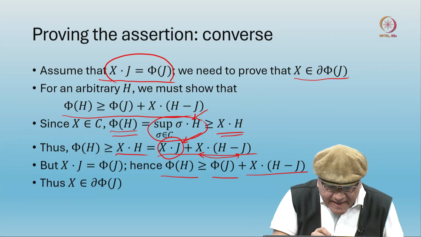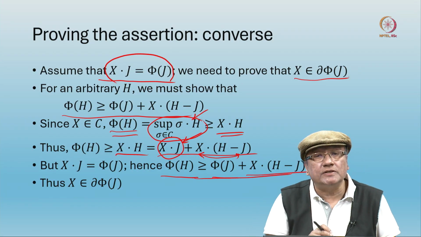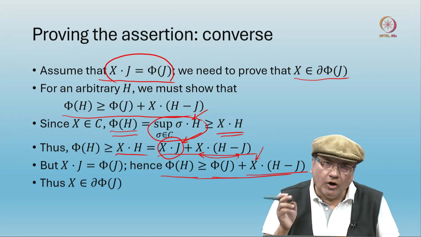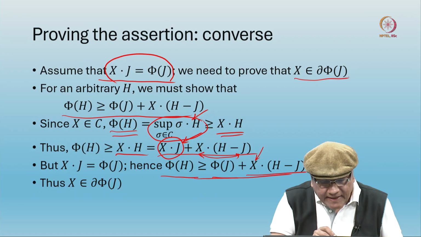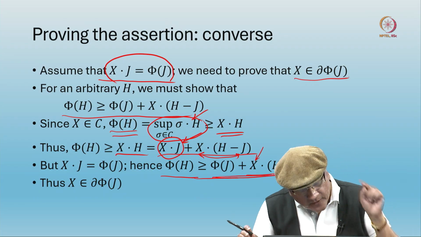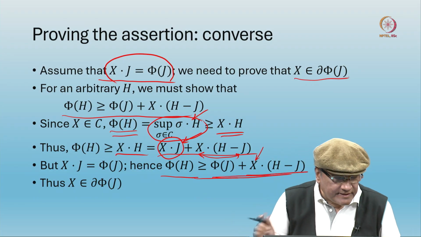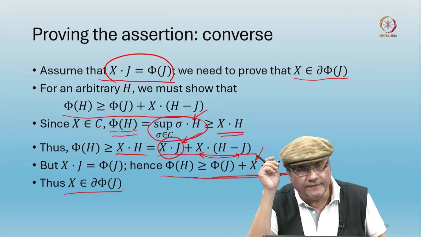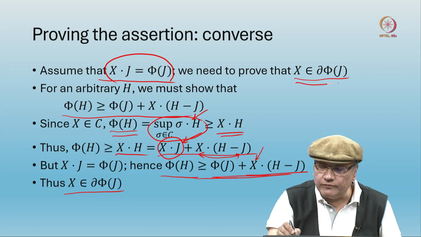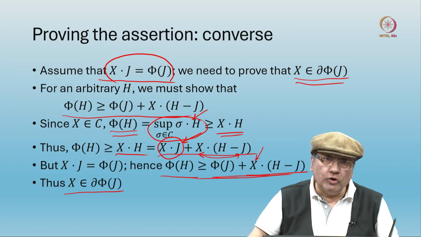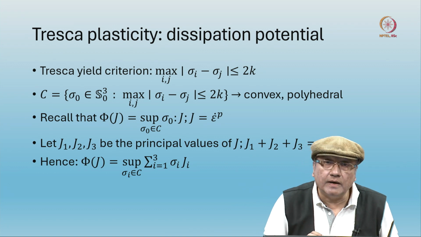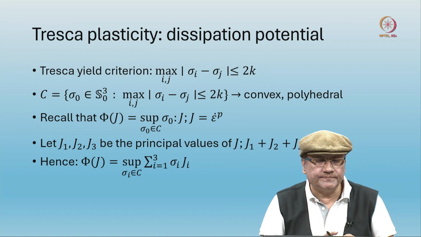But this is exactly the definition of the subdifferential. When x belongs to the subdifferential of phi at j, then this inequality is valid from the definition of the subdifferential. Therefore, x must belong to the set of subdifferentials of phi, right. So, that is what we wanted to prove. So, both are proved, the forward argument as well as the converse.